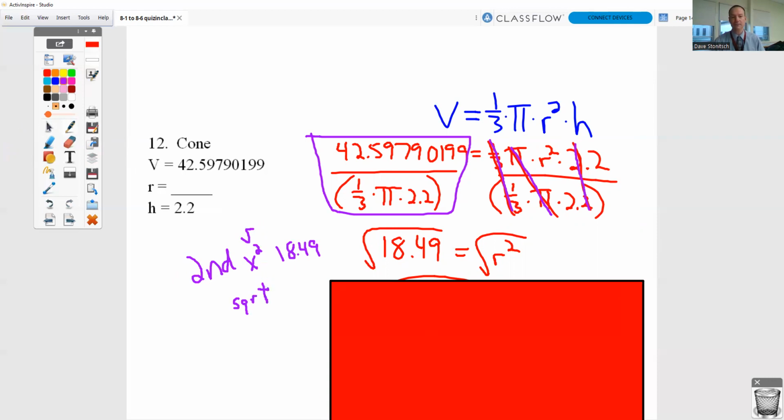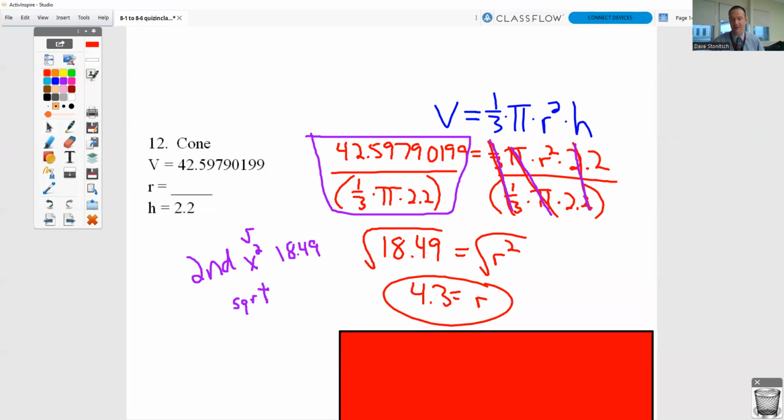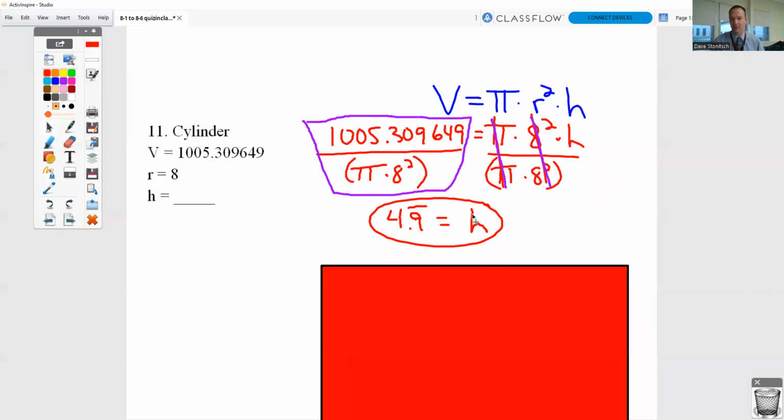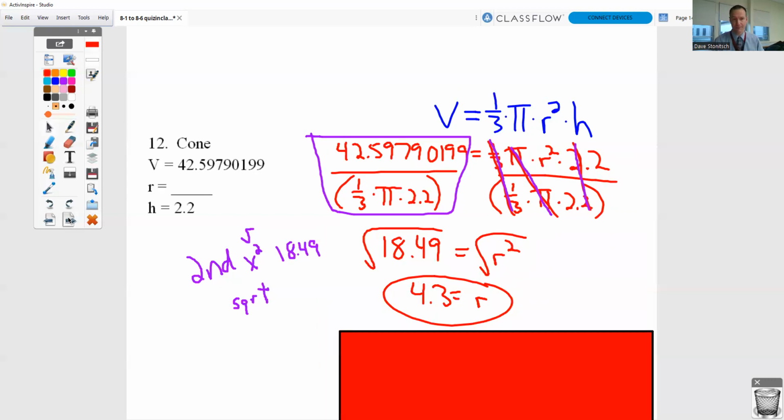SQRT. Sometimes you'll have to type in the number first and then the square root button. Other times you'll have to type in the square root button and then the number. Anyway, the square root of 18.49 is 4.3. Again, you only take the square root when it says r squared. In the previous problem, we didn't take the square root because we were just solving for h, not h squared.